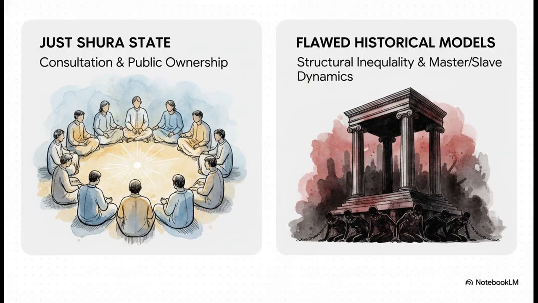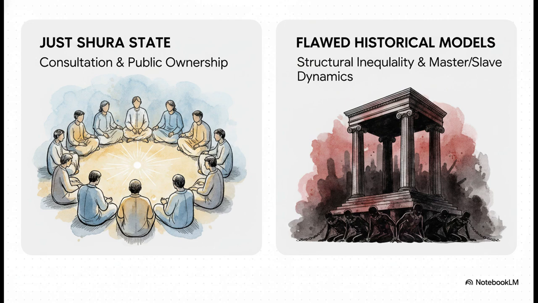So this naturally brings us to the author's ideal just shura state compared to historical models. The author derives the specific model from the concept of shura, or consultation, blending the public ownership of a republic with democratic methods of governance. And importantly, the text argues that this model actively avoids the structural inequalities found in a lot of historical Western models. It specifically calls out the inherent master-slave dynamics of ancient Greek democracy and the racial hierarchies present in some European historical models.